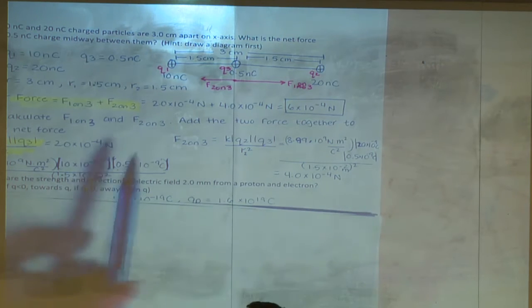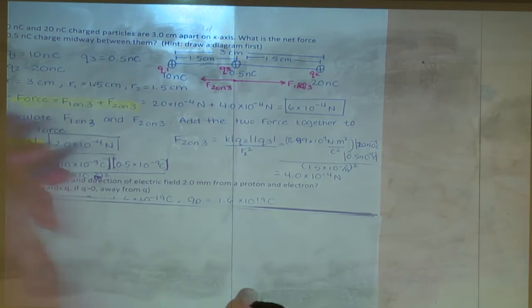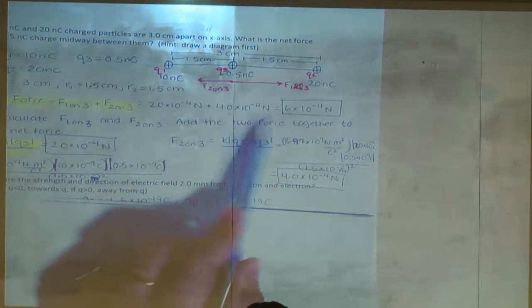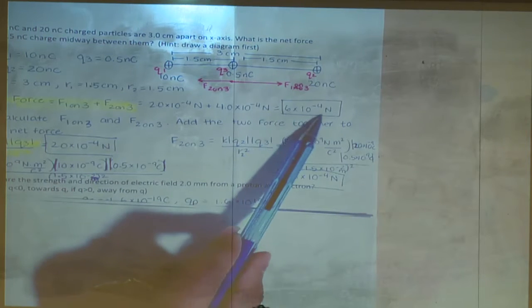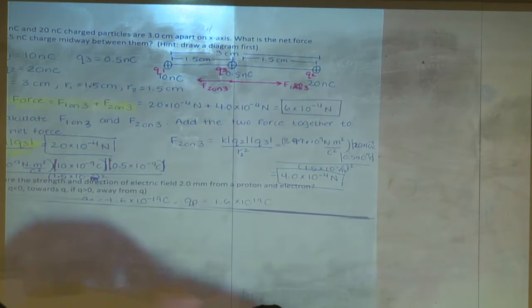So now we have to add this and this. So if we add that, we're going to get 6 times 10 to the negative 4 newtons, and that's our net force. Net force that charges Q1 and Q2 exert on Q3.